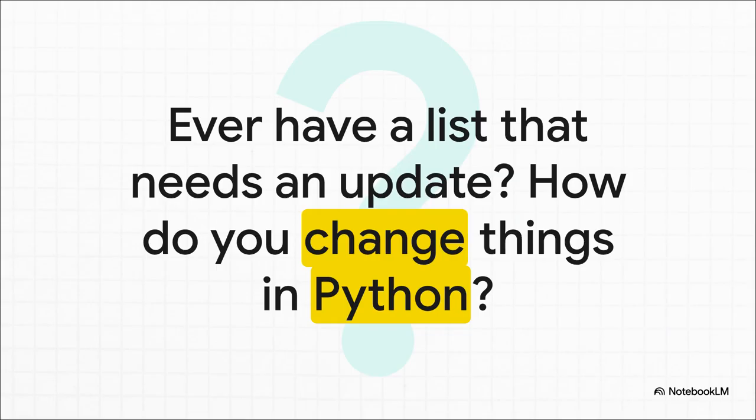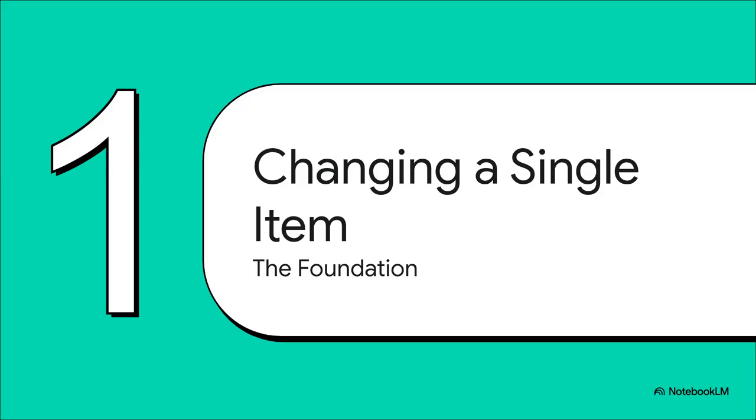So you've got your data all nice and organized in a list, but data is alive. It changes. You constantly need to tweak a value here, add something new there, or maybe get rid of something old. Well, this explainer is going to give you the exact tools you need to handle all of that super easily and efficiently. All right, let's kick things off with the absolute foundation, how to change just one single item.